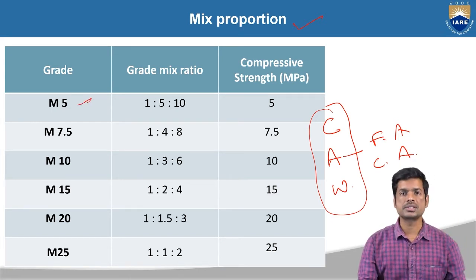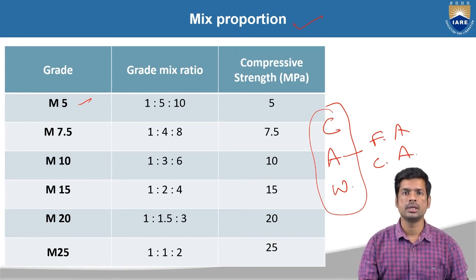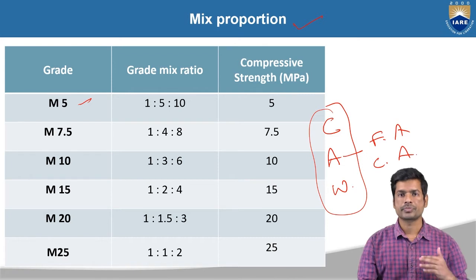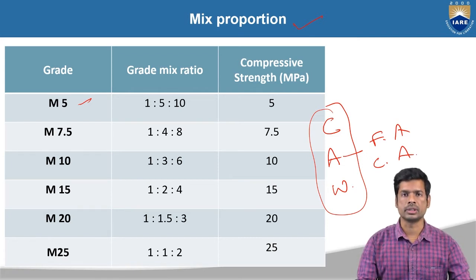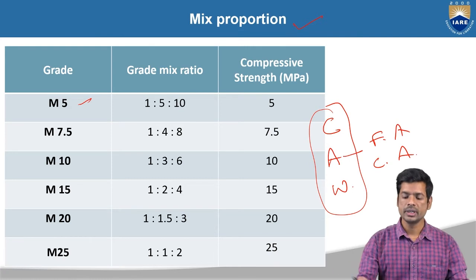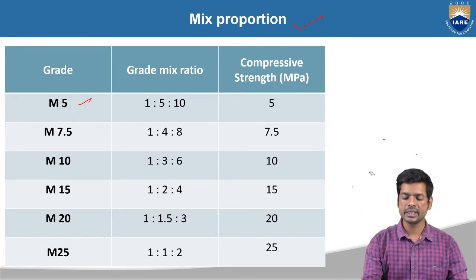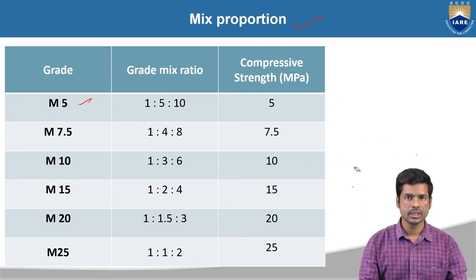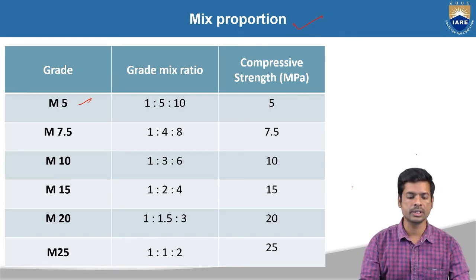So for each grade, we have to take different proportions of materials, because every material affects the strength of the concrete. Depending upon the materials we have chosen for mixing, that will affect the ultimate strength of the concrete. That is why for each and every grade we maintain different proportions. Now coming to the different proportions of different grades of concrete.